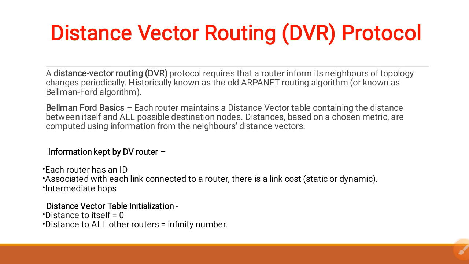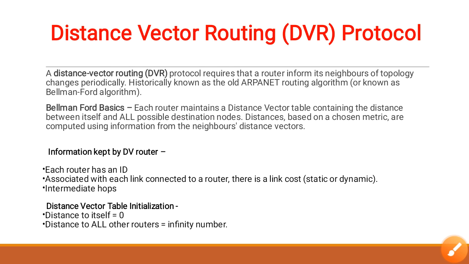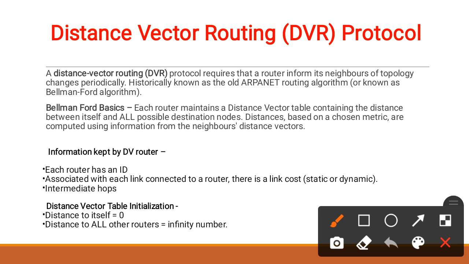Each router maintains a distance vector table containing the distance between itself and all possible nodes. The distances, based on the chosen metric, are compared with the information of the neighboring distance vectors.